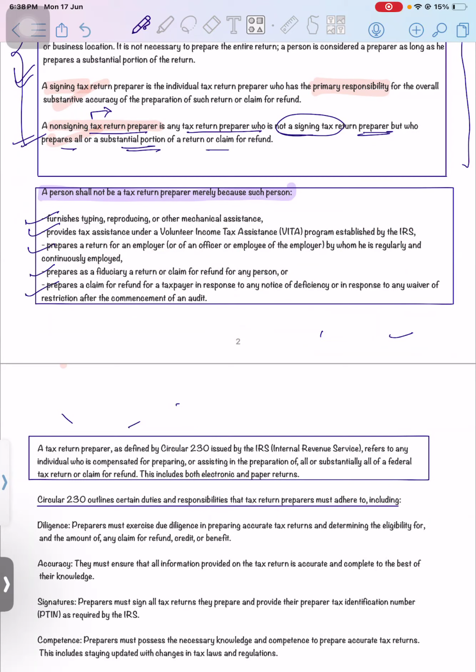Just remember the IRS audit has already started. Now you want to go for claiming the refund. You're just filing the claim for refund, so you can't be called a preparer of that particular person.